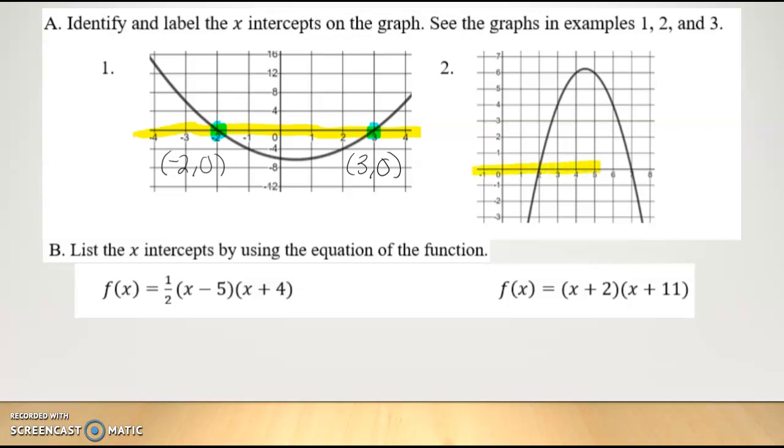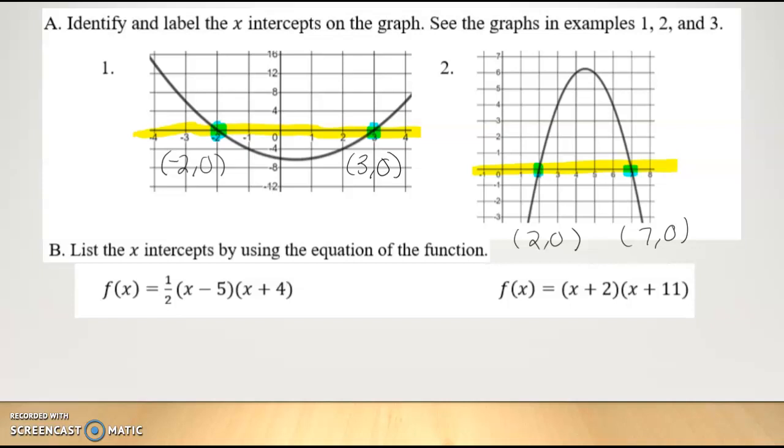I follow the same idea here. I label my x-axis. I'm going to highlight that in yellow. And then my graph crosses the x-axis here at 2 and again here at 7. So my x-intercepts are 2, 0 and 7, 0.